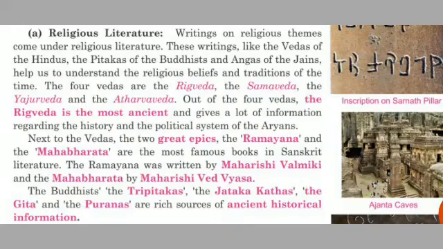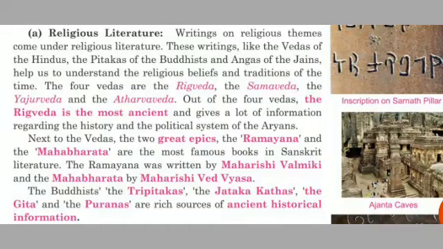Three ambassadors were sent by Greek rulers to Patliputra, present-day Patna. Their names were Megasthenes, Deimachus, and Dionysius. Megasthenes was sent by the Seleucids to the court of Chandragupta Maurya. The name of his book is Indica.